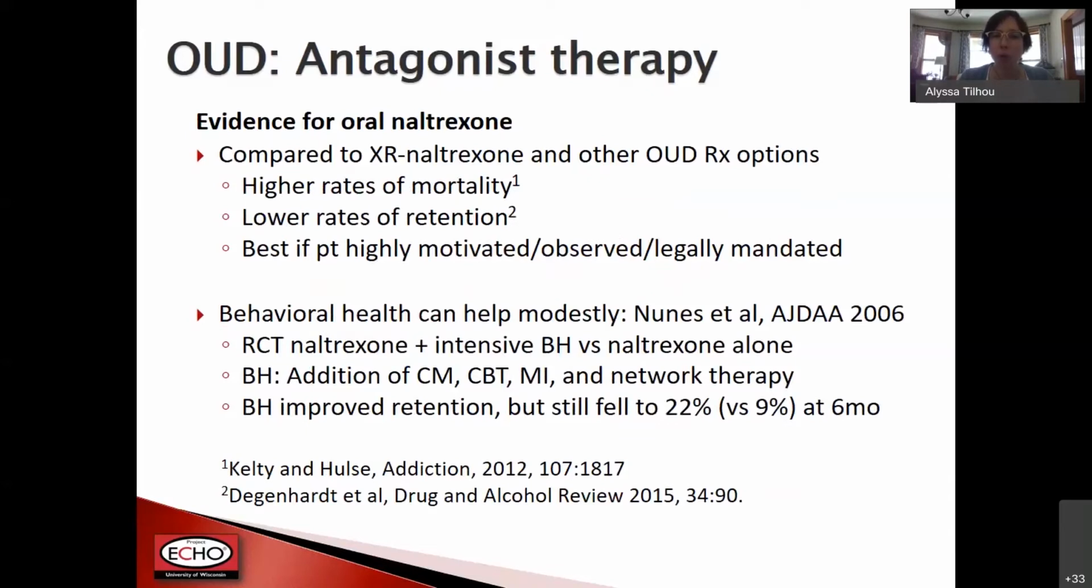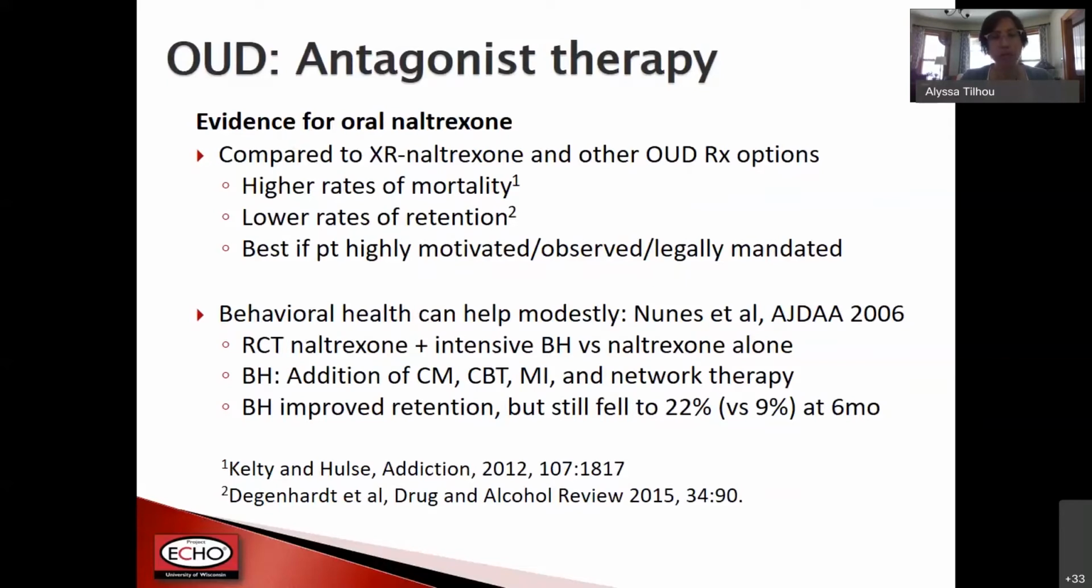The evidence for oral naltrexone is actually fairly weak compared to extended release naltrexone and the other medication options for opioid use disorder. Oral naltrexone has higher rates of mortality and lower rates of retention. The outcomes are best in patient populations where the patient is highly motivated, for example, clinicians who could lose their license, patients who will be observed while taking it, and those who are legally mandated.